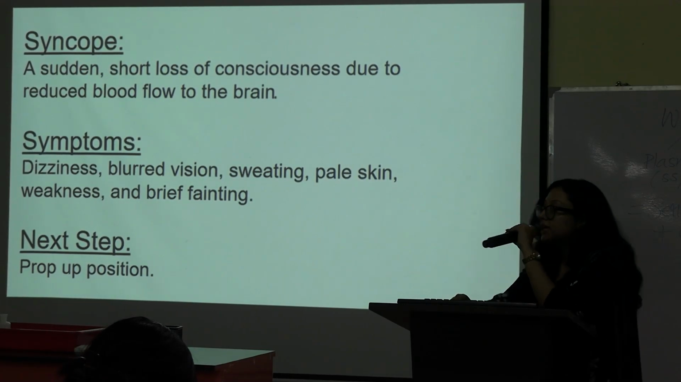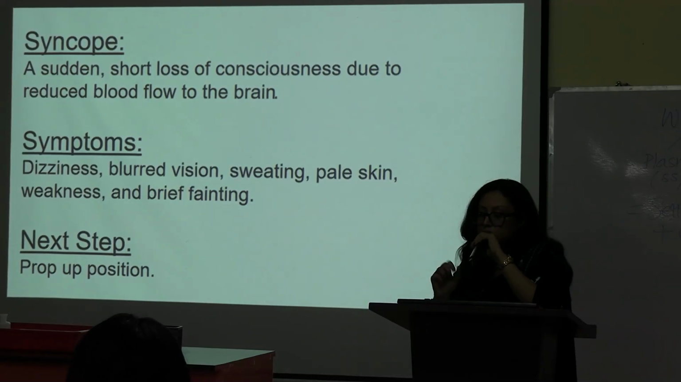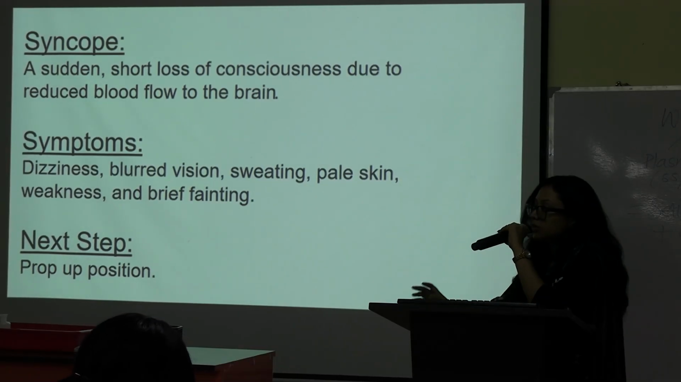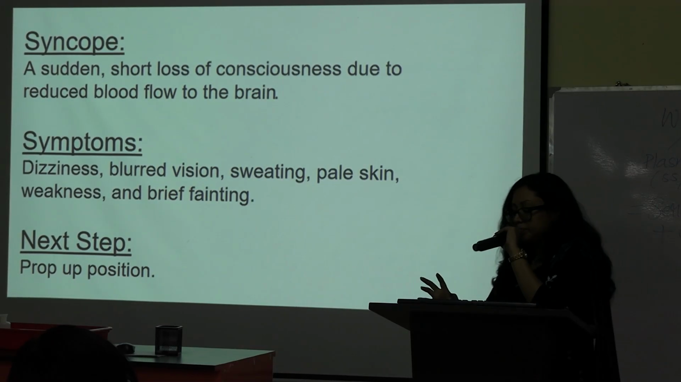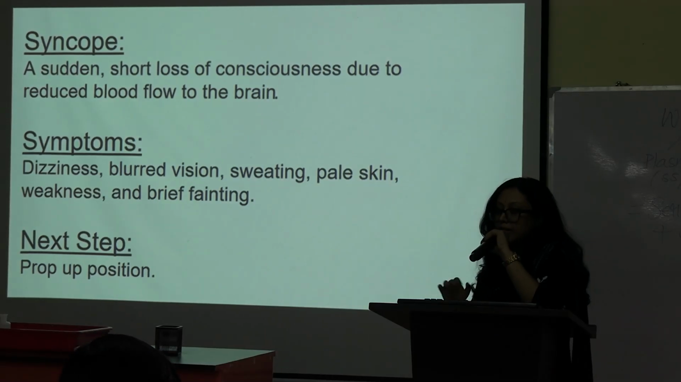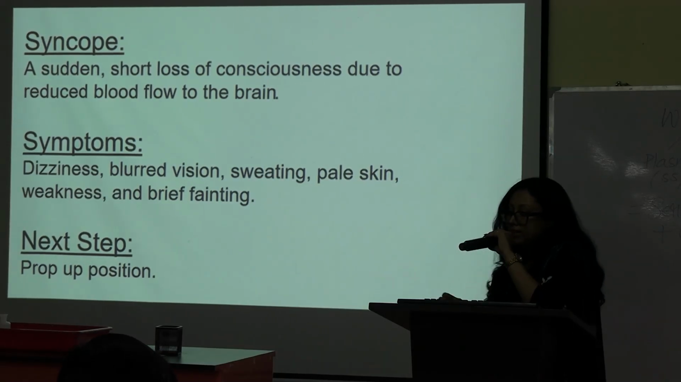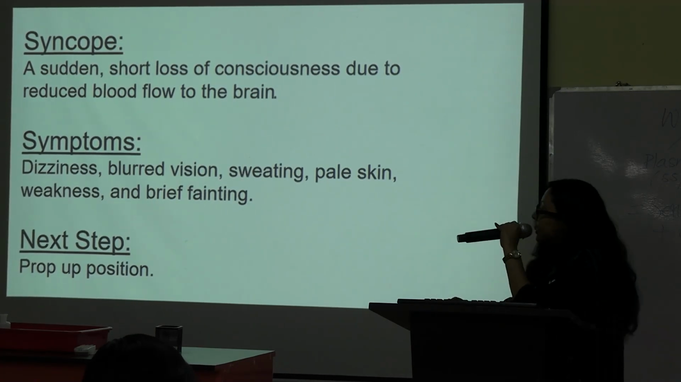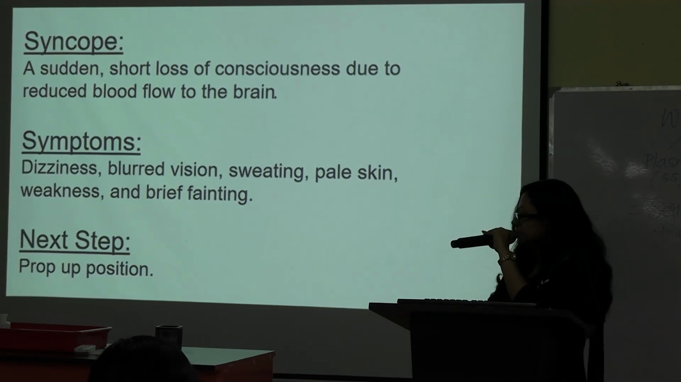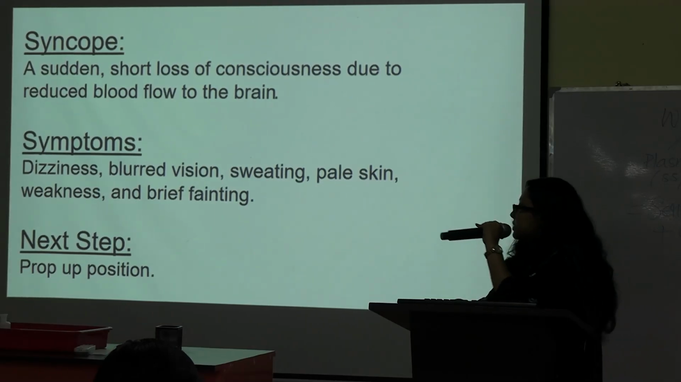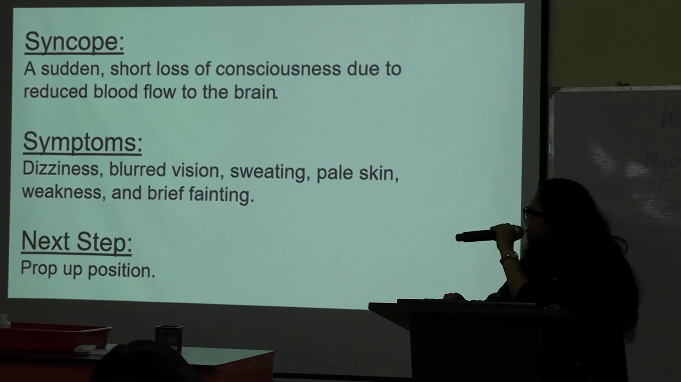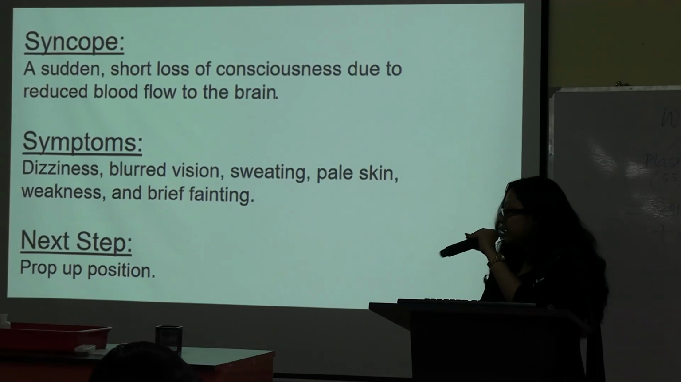So it is happening mainly due to activation of the parasympathetic system. As you know, the parasympathetic system has the vagus nerve. So what will the vagus nerve do? It inhibits the heart, so the heart will not pump. If the heart doesn't pump, it will not allow blood to go to the brain. So there will be transient loss of consciousness. The symptoms are dizziness, blurred vision, sweating, pale skin, weakness or a brief episode of fainting, as I discussed.